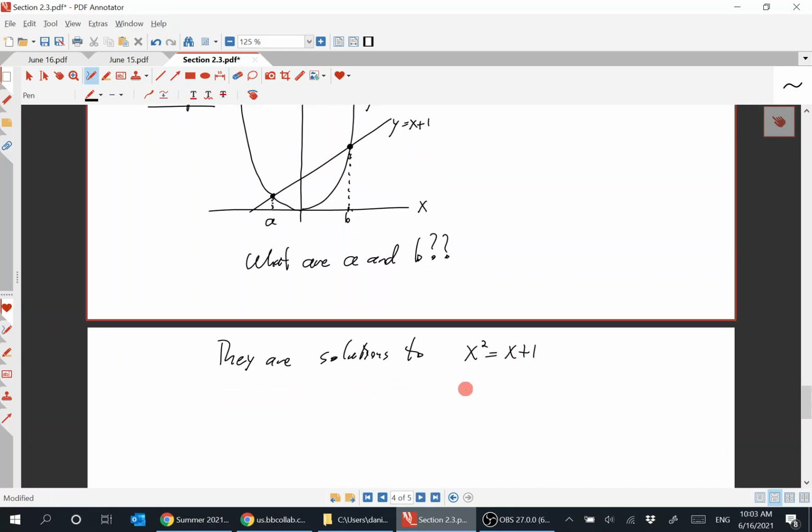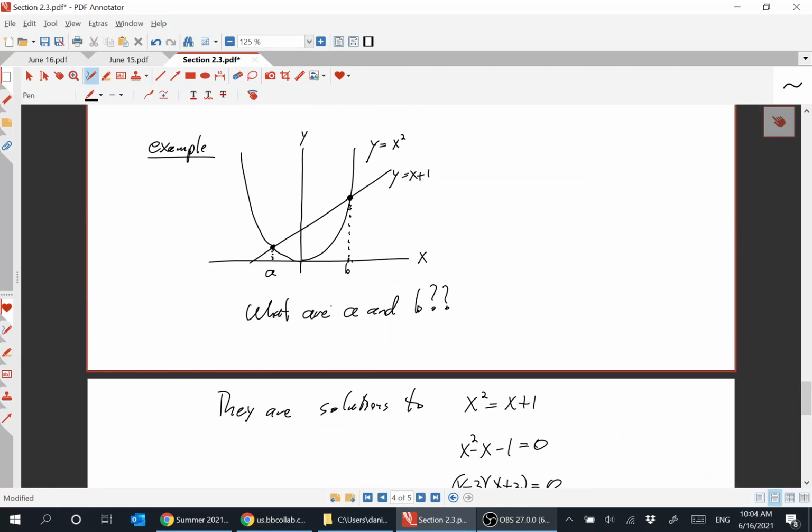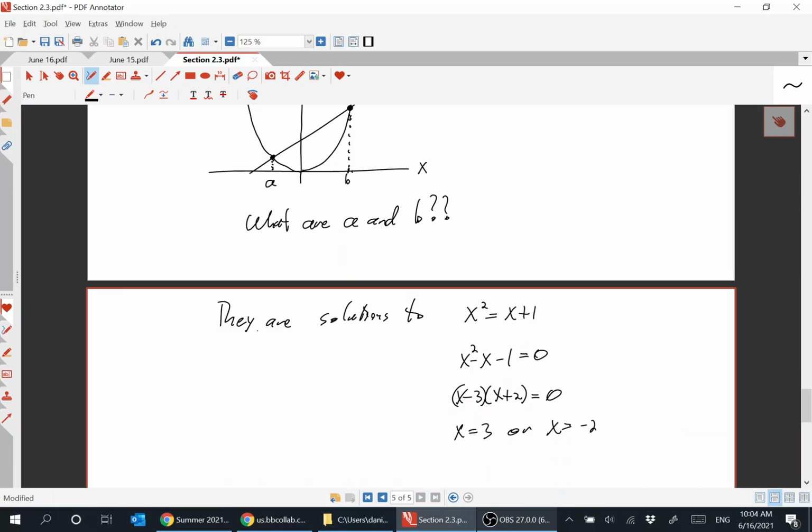Okay, so let's solve this equation. It's a polynomial quadratic equation, so we move everything to the right. This polynomial factors, it is x minus 3 times x plus 2. Right, so x equals 3 or x equals negative 2. That's A and B. Right, so A is equal to minus 2, and B is equal to 3.